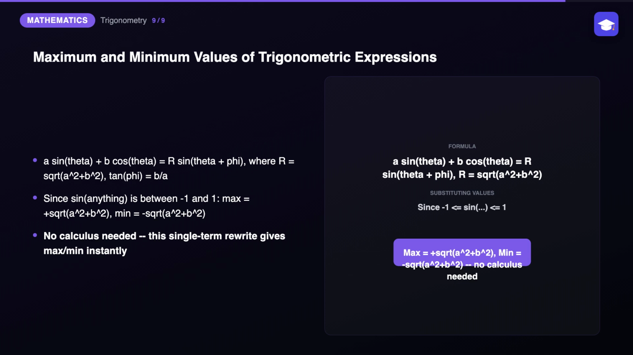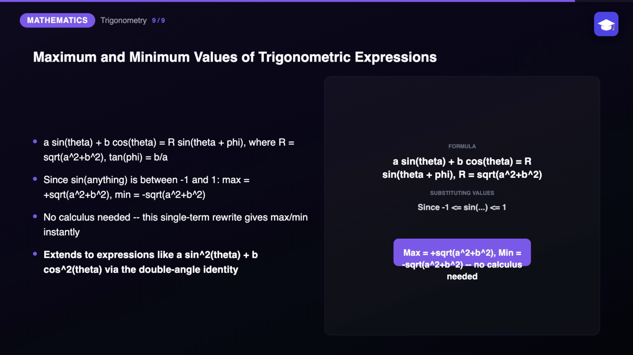This same core technique extends naturally and directly to slightly more complex expressions too. For instance, finding the range of a sine squared theta plus b cosine squared theta, by first rewriting it using the double angle identity in terms of cosine of 2 theta, converting the original expression into that same single term r sine or r cosine form. Recognizing quickly when a given problem is secretly just this single disguised technique, rather than attempting a needlessly longer calculus-based approach involving derivatives, is a valuable time-saving skill specifically worth practicing deliberately and repeatedly before the actual exam.